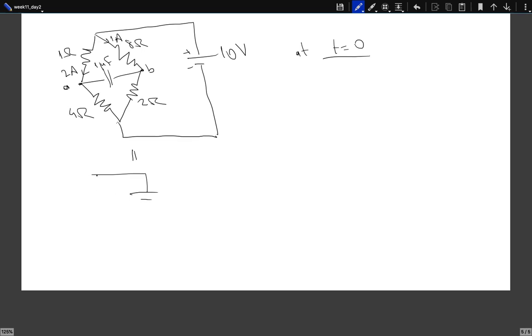I have the battery here. Here I have 1 ohm, 8 ohm, 4 ohm, 2 ohm. At t equal to 0, this is my circuit. You see, this one over here is the line where there is the capacitor. It's the short circuit.